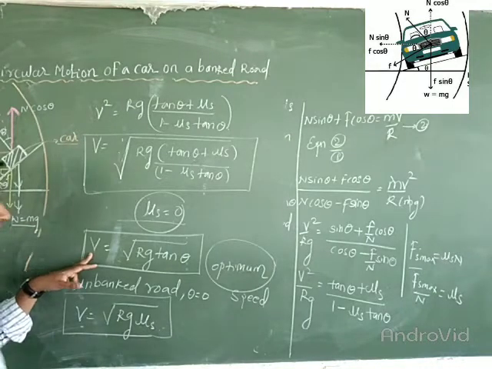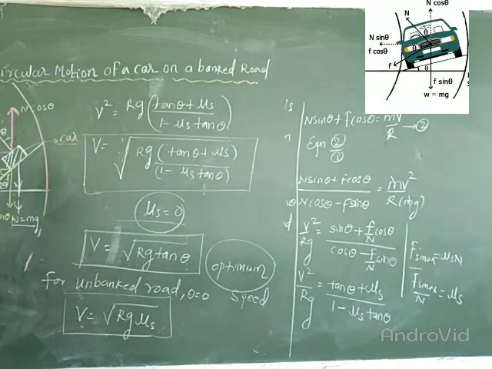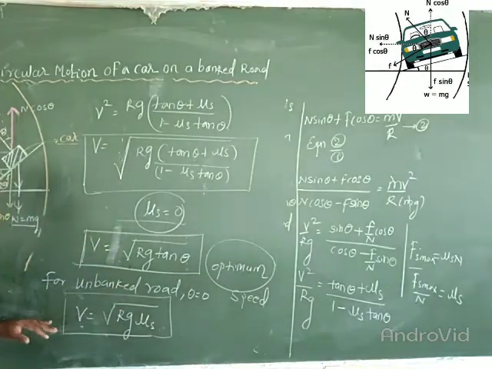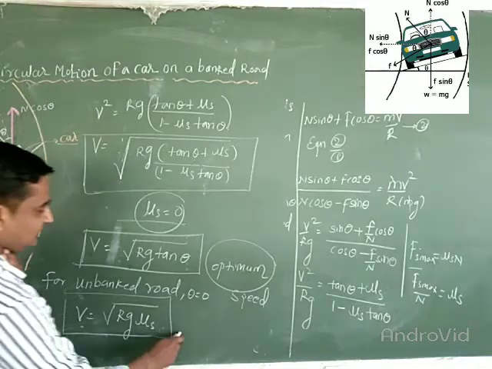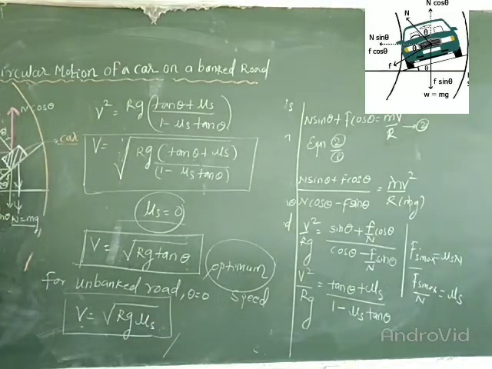So for a banked road, the expression for the maximum speed of a vehicle is the square root of rg tan theta, and for a level circular road or the unbanked road, it is equal to square root of rg mu s, right? So this is the maximum speed for the level circular road, and this is the maximum safe speed for the banked road.